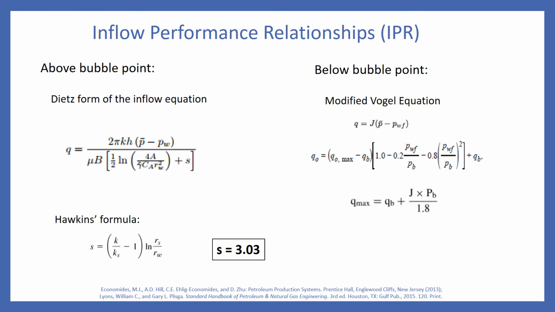To find Qmax, we first used the bubble point pressure and flow rate found from the Dietz model to calculate the productivity index J. This gave us the ability to use modified Vogel to find flow rates under the bubble point. All equations are from Economides', and the Qmax formula is from Lyons' Standard Handbook of Petroleum and Natural Gas Engineering.